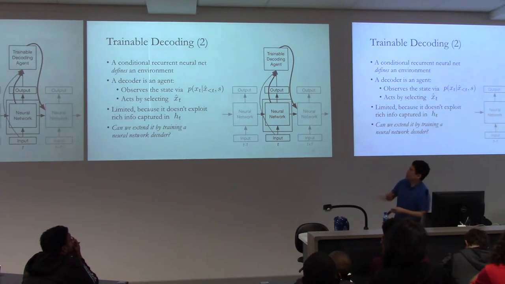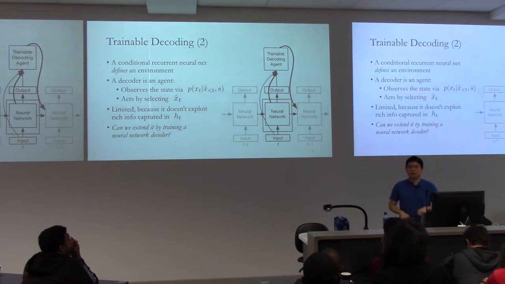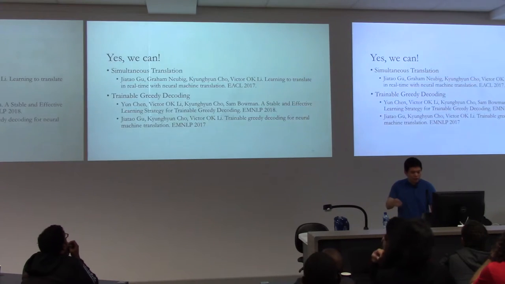So this was the idea of the trainable decoding agent, and I have had a couple of success stories and a lot of unsuccessful stories. But I'm going to quickly go over two ideas that actually worked out pretty well. One is simultaneous translation, the other is trainable greedy decoding.